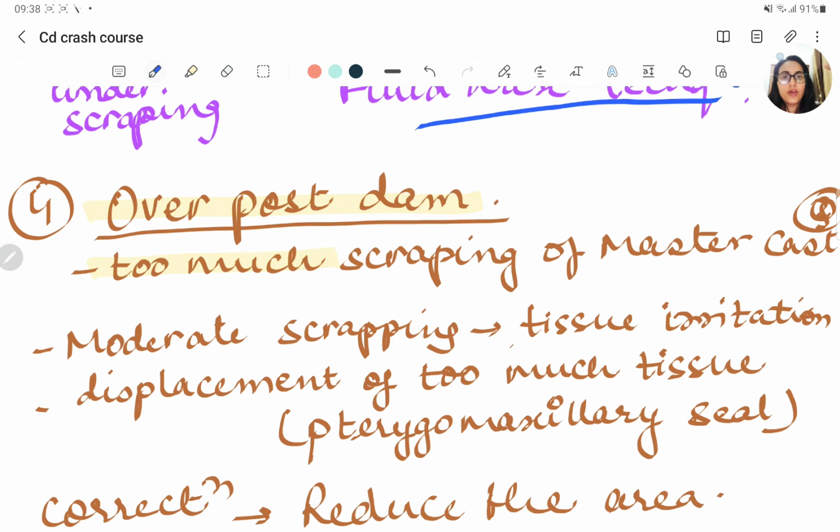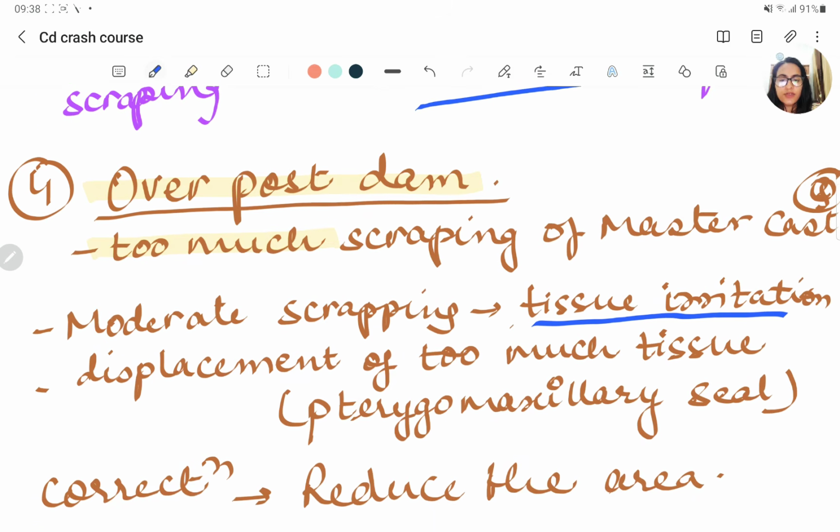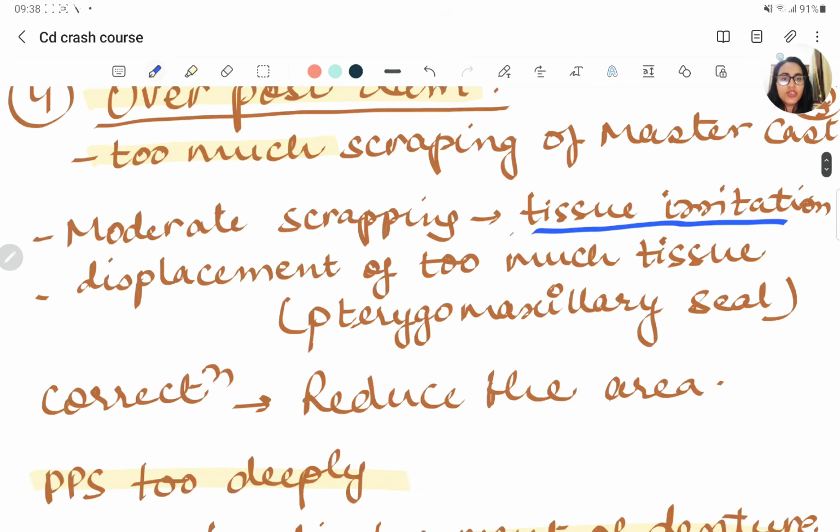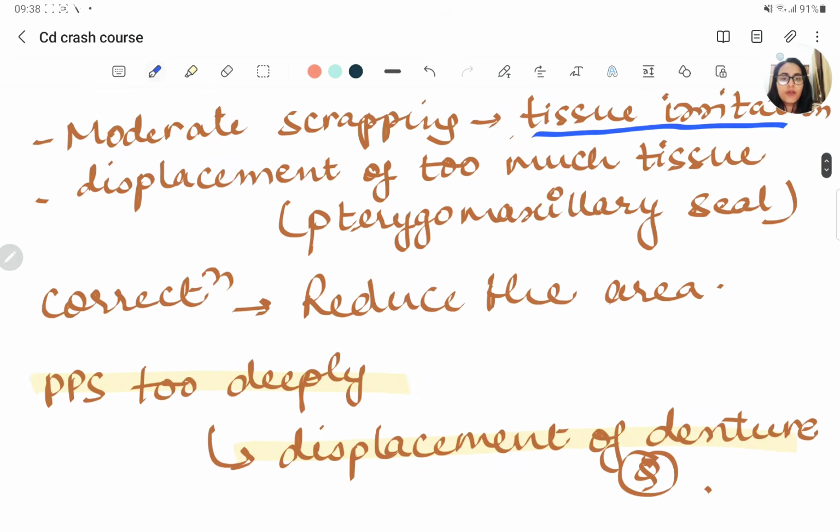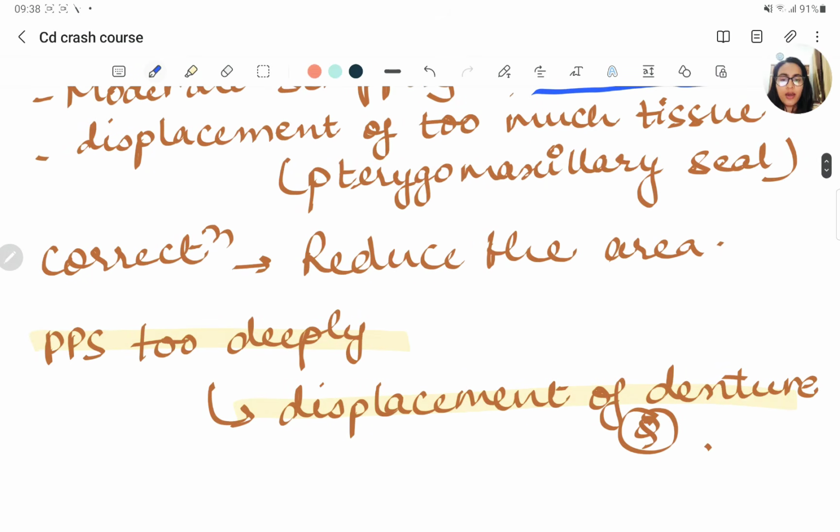Both are different things. One is the extension posteriorly, another one is the thickness we are talking about. So thickness is when we are talking about post damming, over and under. Over means more thick we have created. Too much scraping means the denture base is more thick. If there is moderate scraping, then tissue irritation, we see displacement of too much tissue in case of pterygomaxillary seal. And how do we correct it? Reduce the area. So we reduce the denture thickness.